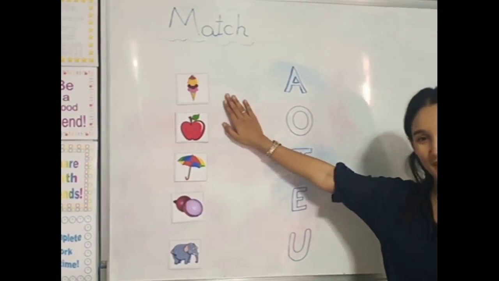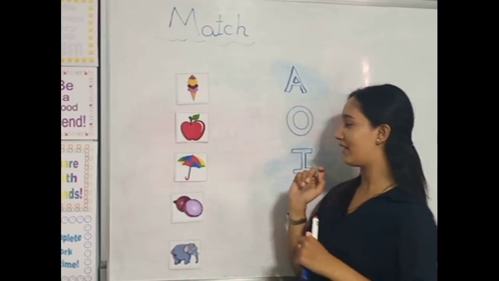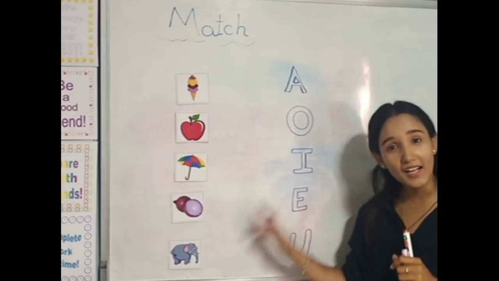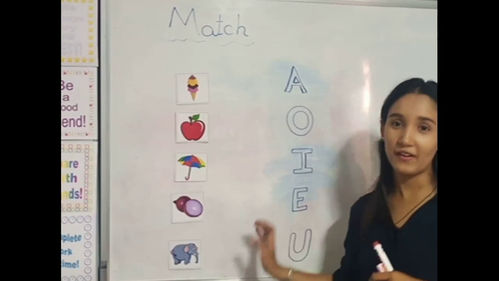And then how about this one? This is apple. Very good. How about this one? Yes, umbrella. Okay, how about this one? This is, good job, onion. And then the last one is, yes, elephant. Okay, let's see the alphabet.